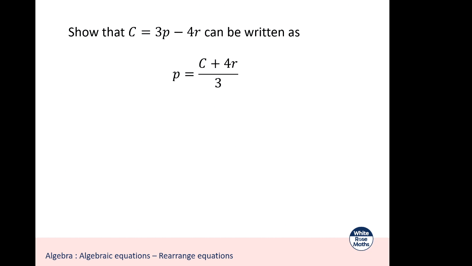Rearranging formula. Show that C equals 3P minus 4R can be written as P equals C plus 4R over 3. So to make P the subject, step one, I'm going to add 4R to both sides.